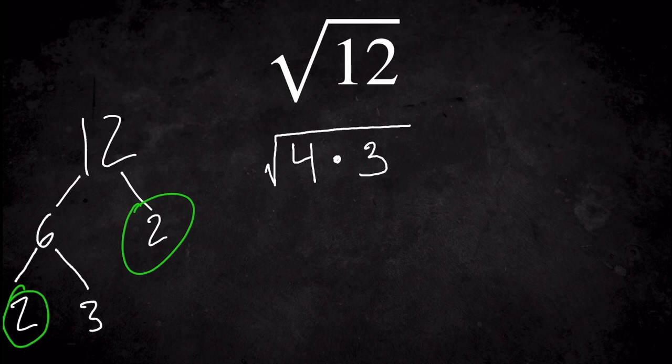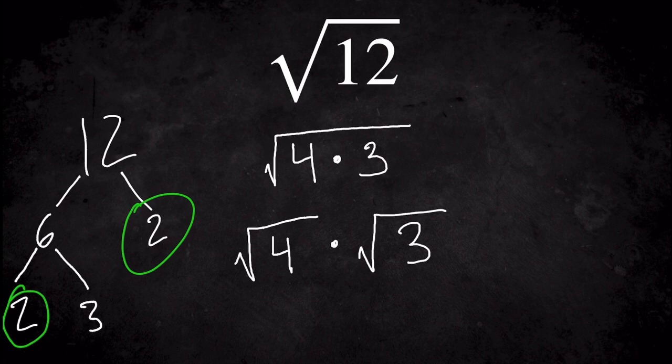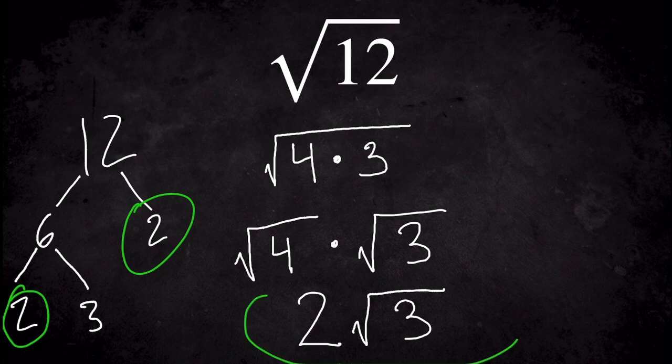Now, this will also be equivalent to the square root of 4 times the square root of 3. If you simplify this, the square root of 4 is 2. So that would be 2 times the square root of 3. And there you go, that is the simplified version of the square root of 12.